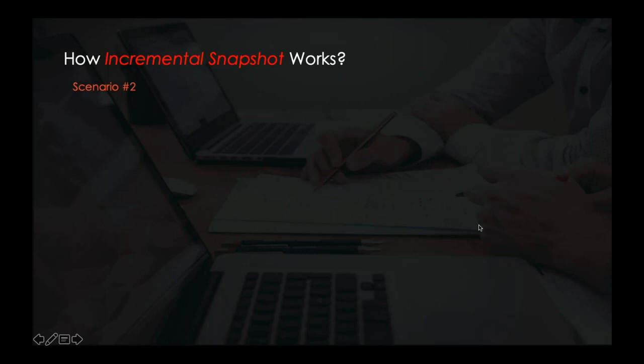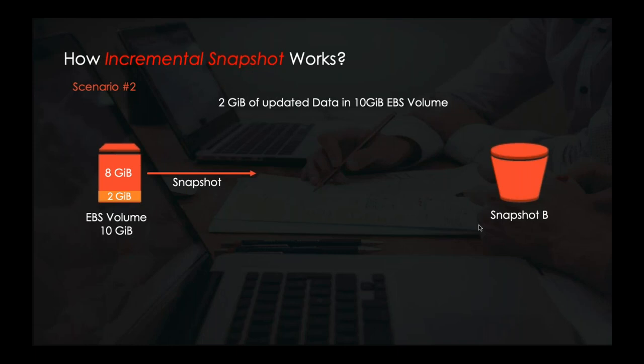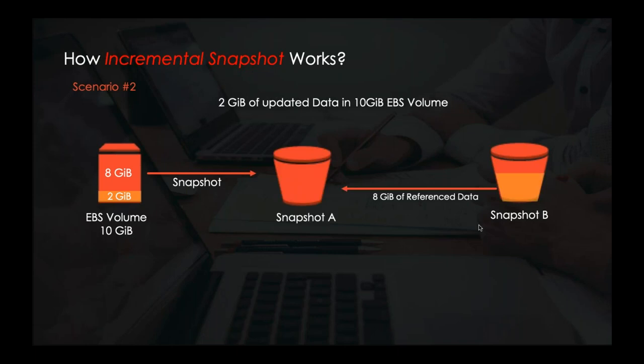Let's say to this 10 GB volume, you have now updated 2 GB of data. The rest of your data is still there, which is common with snapshot A. Only 2 GB of data has been updated from the existing data. So out of the 10 GB of data, only 2 GB has been updated. Now, if you take a snapshot of this volume, snapshot B will be created. Inside snapshot B, it will take 8 GB of reference data. The data is still available in snapshot A. It will just refer this data from snapshot A to snapshot B, and it will add the updated 2 GB of data to snapshot B. So technically, for snapshot A, you are paying for 10 GB of storage. For snapshot B, you are only paying for 2 GB of your volume.